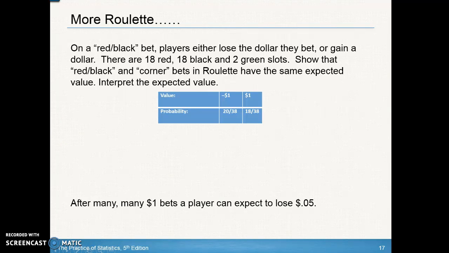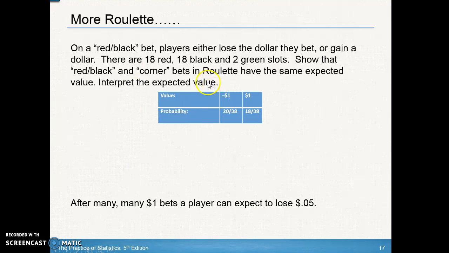Okay, so let's just take a look at roulette again. On a red-black bet, players either lose the dollar they bet or gain $1. There are 18 red, 18 black, and 2 green slots. Show that the red, black, and corner bets in roulette have the same expected value. Interpret the expected value. So this one's different. This one is looking at the red-black bet, okay?